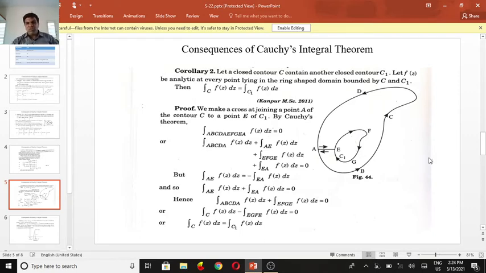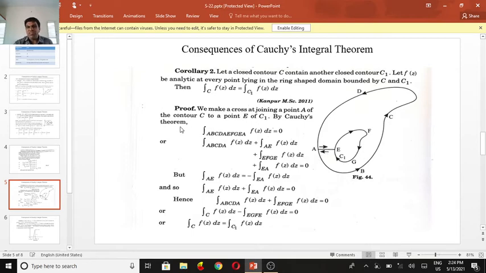So we take a curve, take a graph. Observe this graph: curve C and curve C1 here. We make a cross cut line joining the curve C and C1, AE. That is, we make a cross cut joining the point A of contour C to the point E of contour C1. So this is the line joining contour C to contour C1.